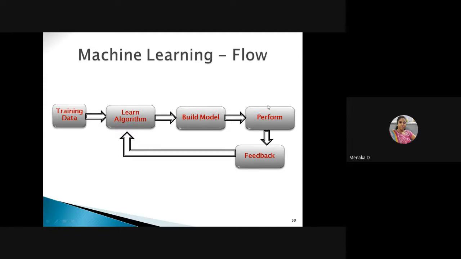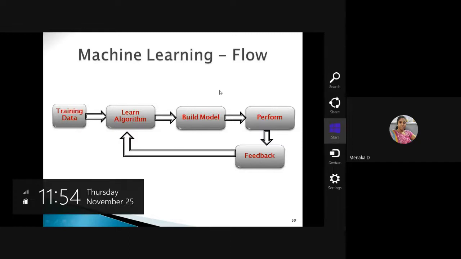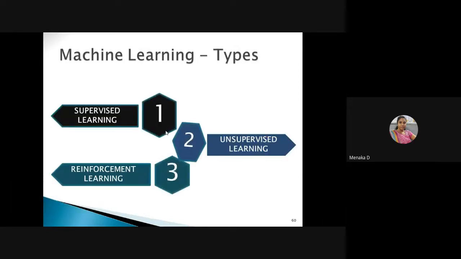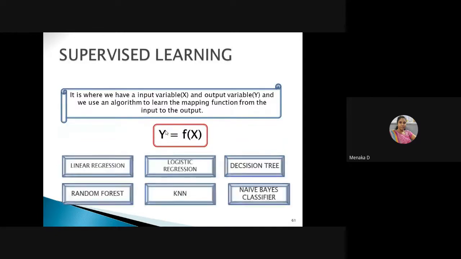So the output layer is checked, and that output is verified and fed back to the algorithm again. Okay, so like this the process is getting repeated. So this we studied already.